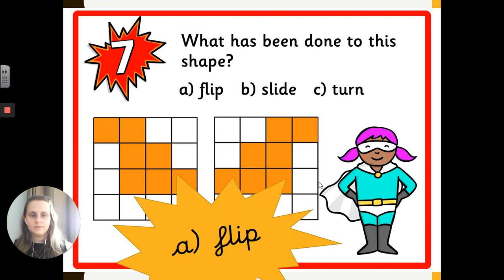Okay, and your answer? It has been flipped. If it had been slid or slided across, these two would be coloured in, and these would be coloured in. So it's not been slided, it's not been turned, because that would be turning it around, so it'd be upside down. So it's been flipped, like you've put a mirror there, and it's flipped over.